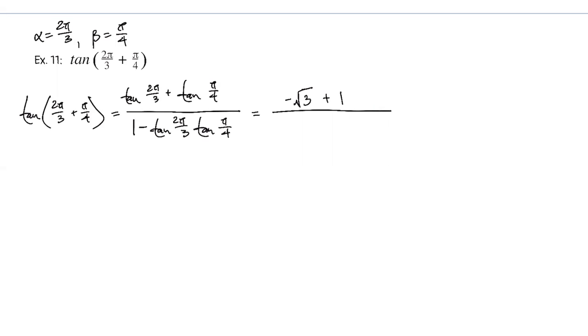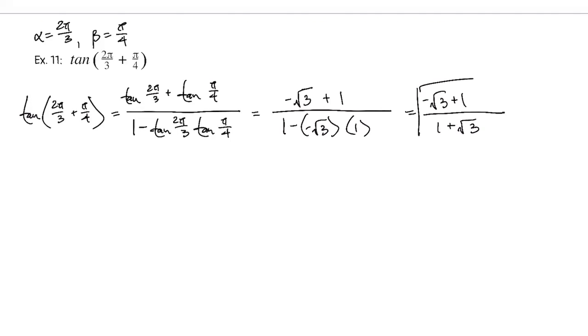So tangent of 2 pi over 3 gives me negative root 3. Tangent of pi over 4 gives me 1. Now, when I fill that in on the bottom, I get 1 minus negative root 3 times 1. And so I end up with negative root 3 plus 1 over 1 plus root 3. Okay? So this formula, not so bad. The trick here is you have to know how to find tangent, right? If you don't know how to find tangent without a calculator, you're kind of out of luck here.